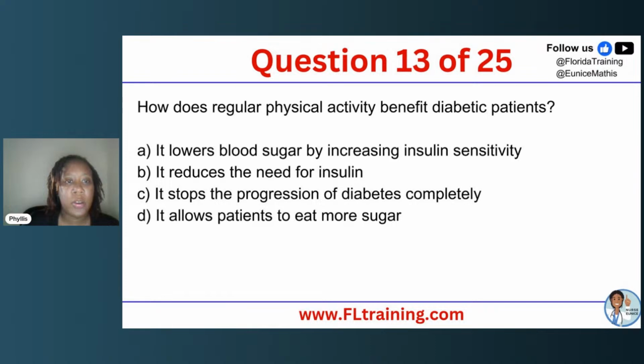How does regular physical activity benefit diabetic patients? Is it A, it lowers blood sugar by increasing insulin sensitivity? B, it reduces the need for insulin? C, it stops the progression of diabetes completely? D, it allows patients to eat more sugar. Is it A, B, C, or D?